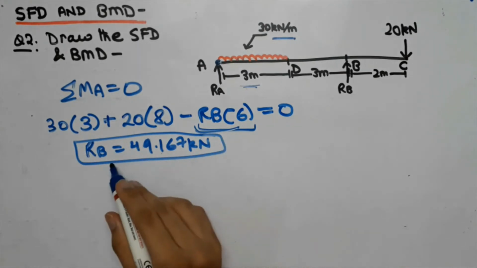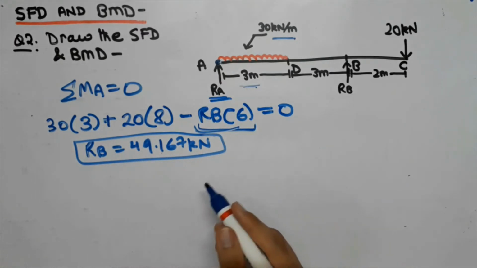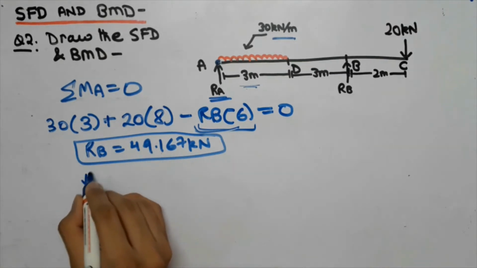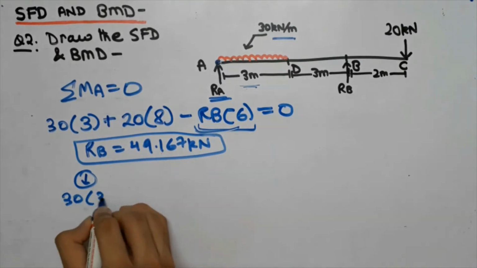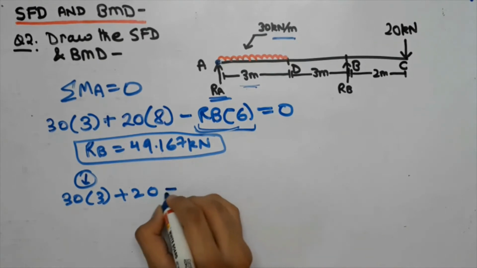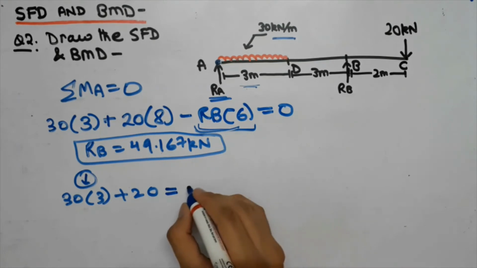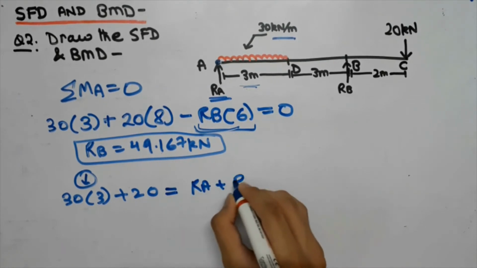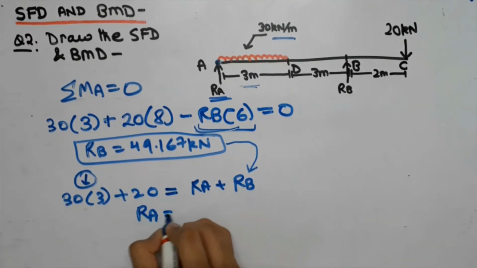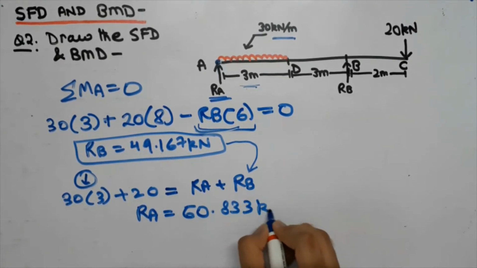And now guys, that we have found out the value of RB, now we will find out the value of RA. For that we are going to equate the forces which are acting upwards and which are acting downwards. That is, first we will write the forces which are acting downwards, that is 30 into 3 plus 20. These are the forces that are acting downwards. We will equate it to the forces which are acting upwards so that the equilibrium is maintained in the beam. So now we are going to write RA plus RB, and we will put this value of RB over here. And from here we will get the value of RA to be 60.833 kilonewton.